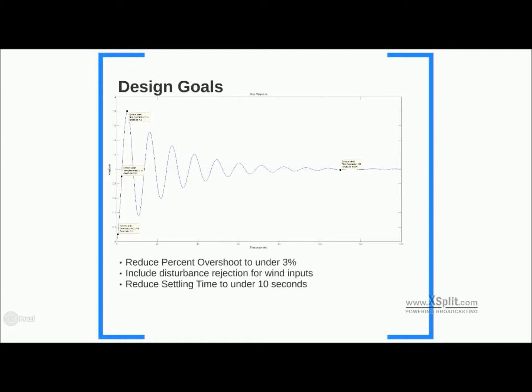to under 10 seconds. So all three of these points are super important because of the overshoot, you don't want your load swinging around dangerously. And the wind is obviously a very real consideration in the physical world. And the settling time is important because if it's a crane, you're dealing with a construction site where time is money.